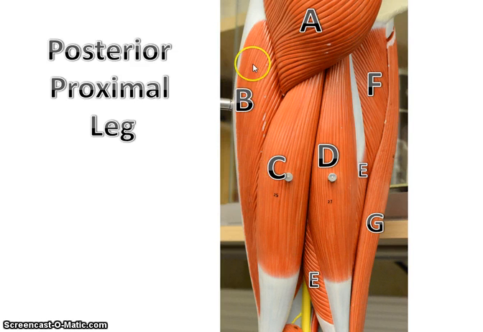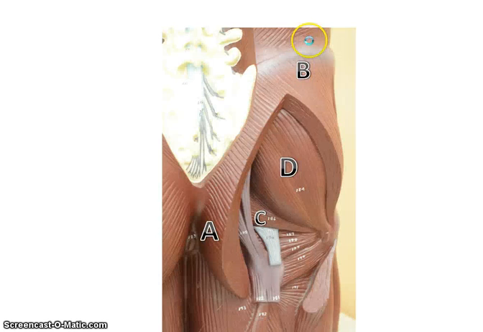So again, vastus lateralis, you're looking at part of the quadriceps. You have the biceps femoris. You have the semitendinosus, which is superficial to the semimembranosus. You have the adductor magnus, the gracilis, and up here in the butt you have the gluteus maximus.